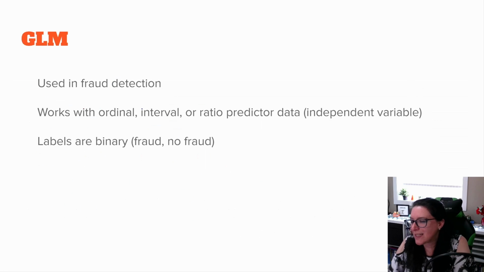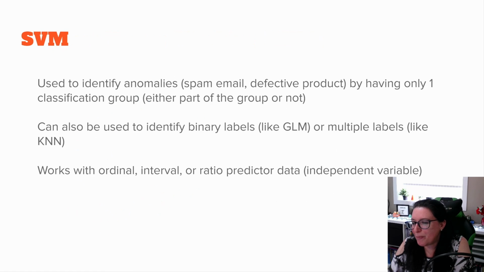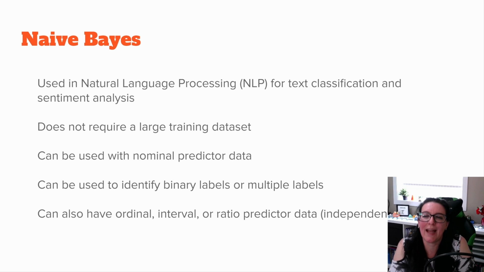That also means that naive Bayes is going to be used for natural language processing. We're going to use it for text classification and sentiment analysis. So we use naive Bayes when we're analyzing text. It does not require a large training data set. And as I said, the key here is that it can be used with nominal predictor variables.